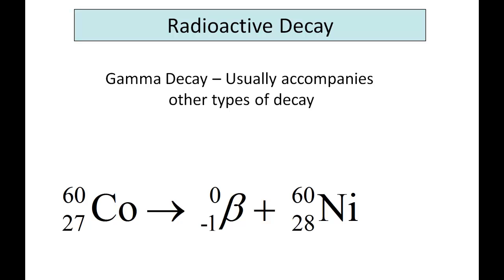This process releases quite a bit of energy, and that energy will be released as a gamma particle and will be written out like so. A gamma particle has no mass number and has no atomic number. It is essentially a massless particle.